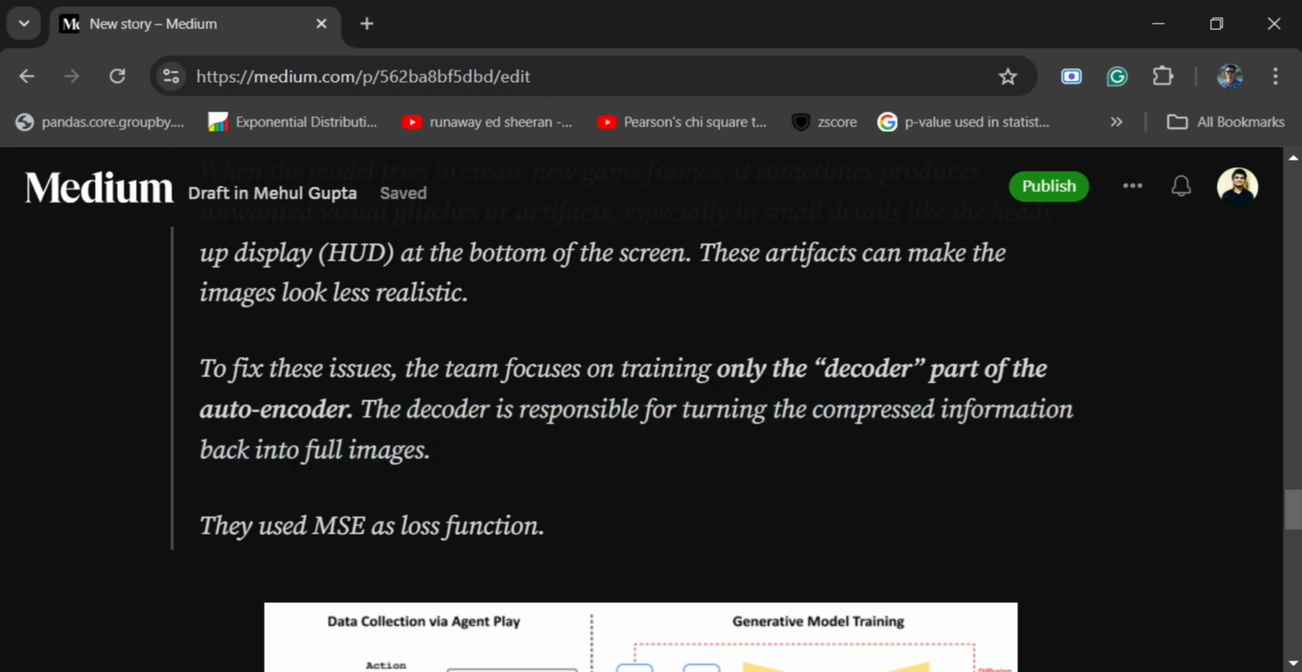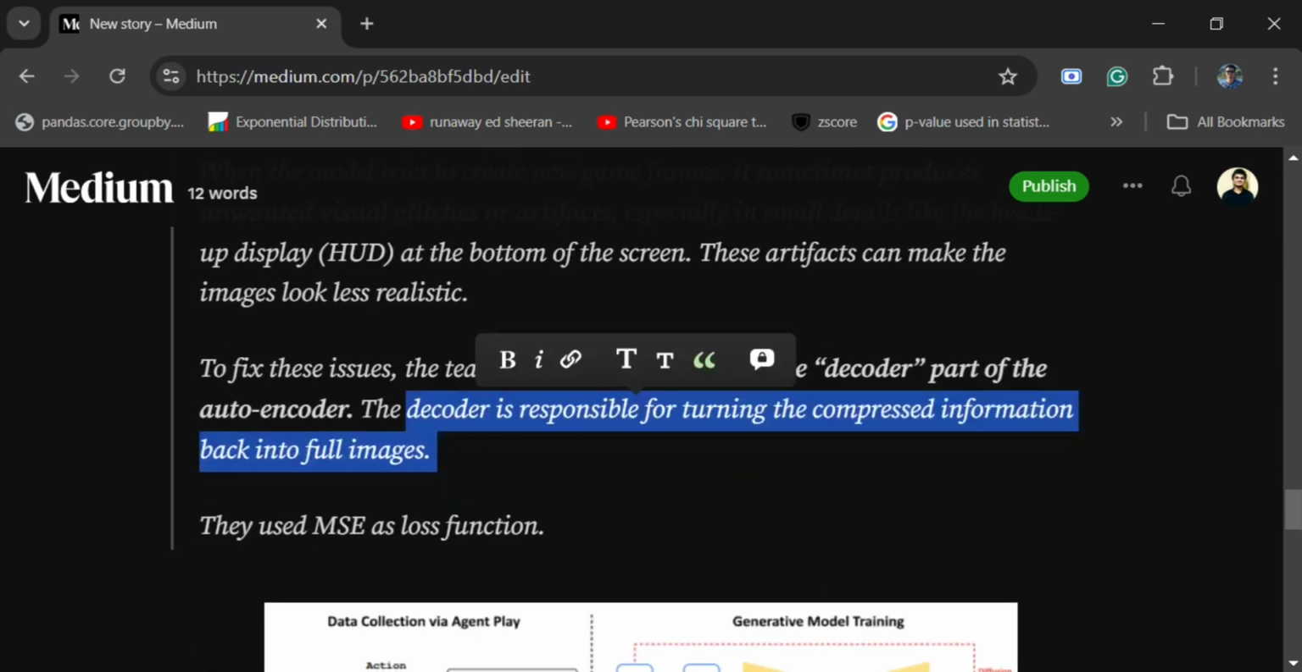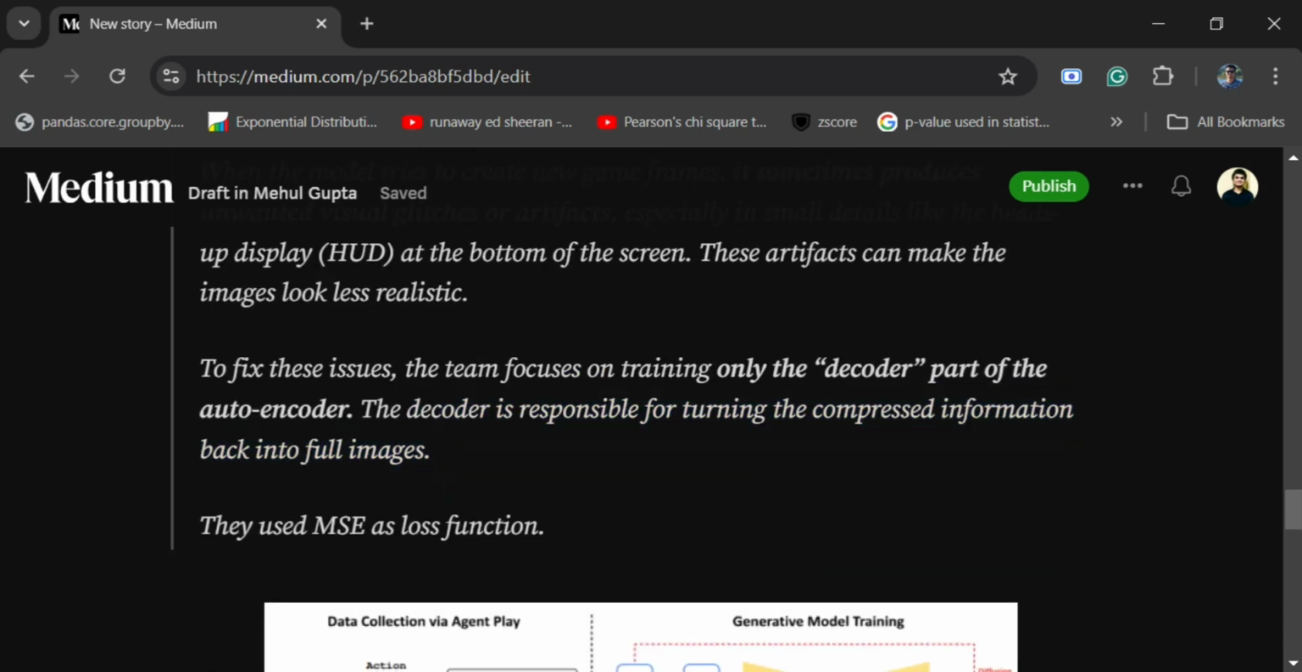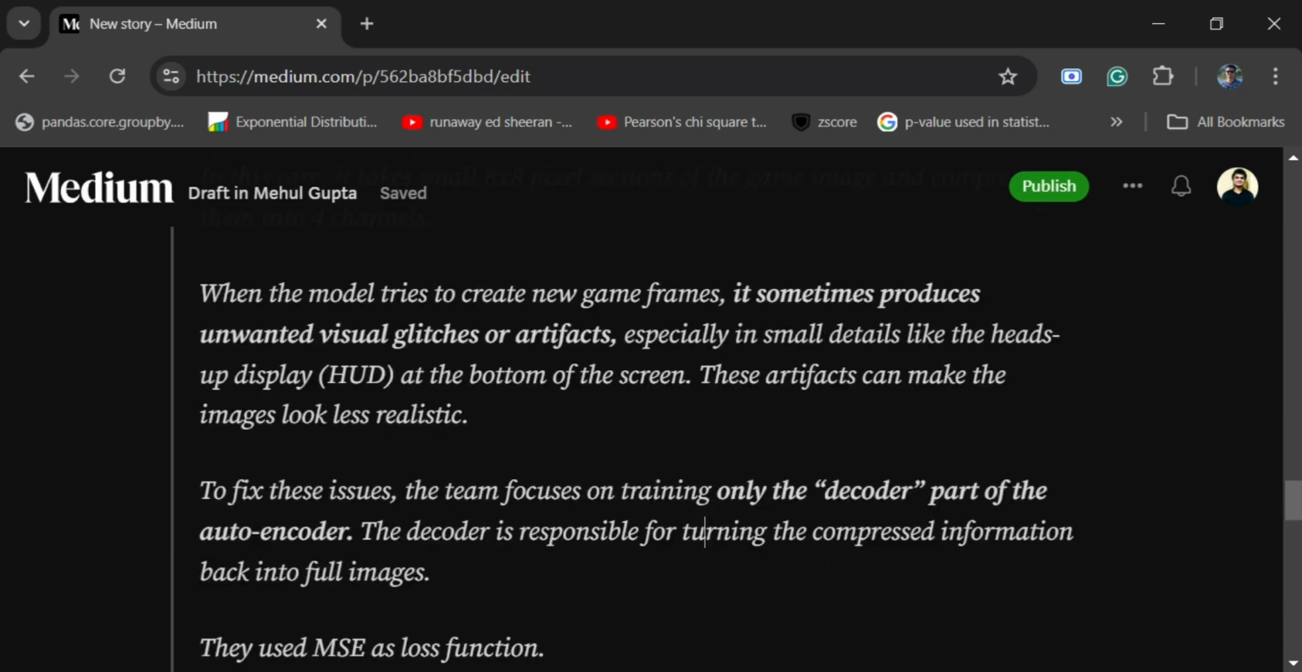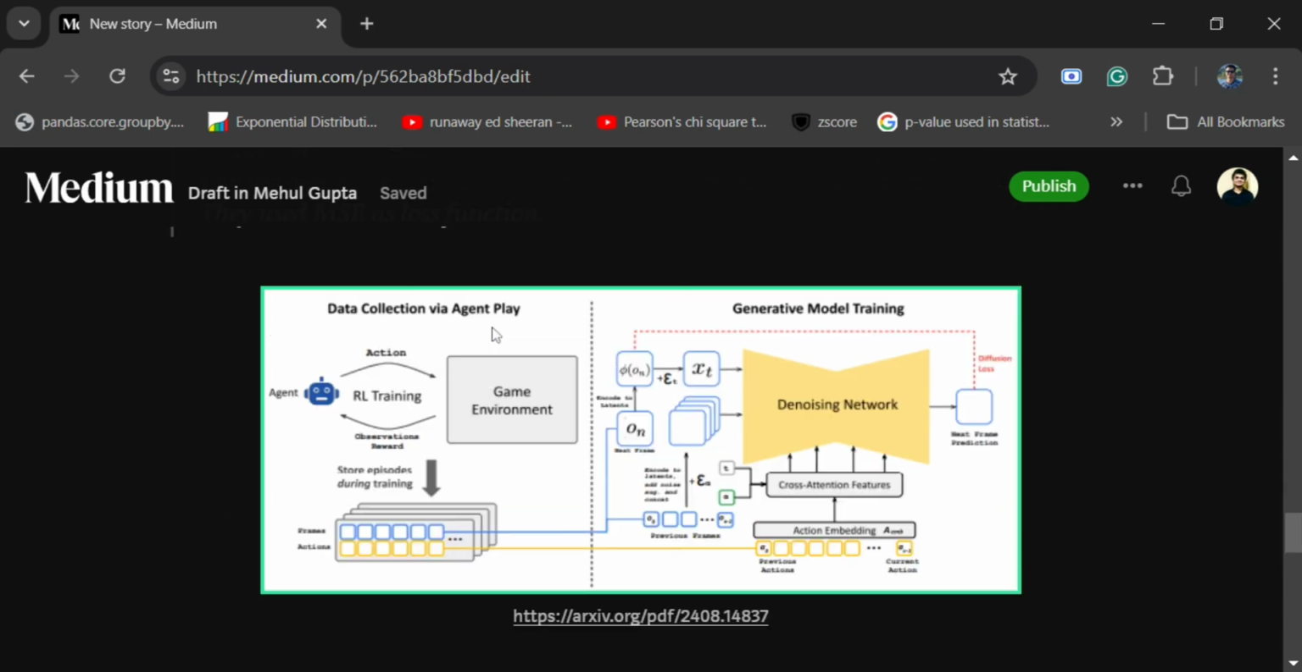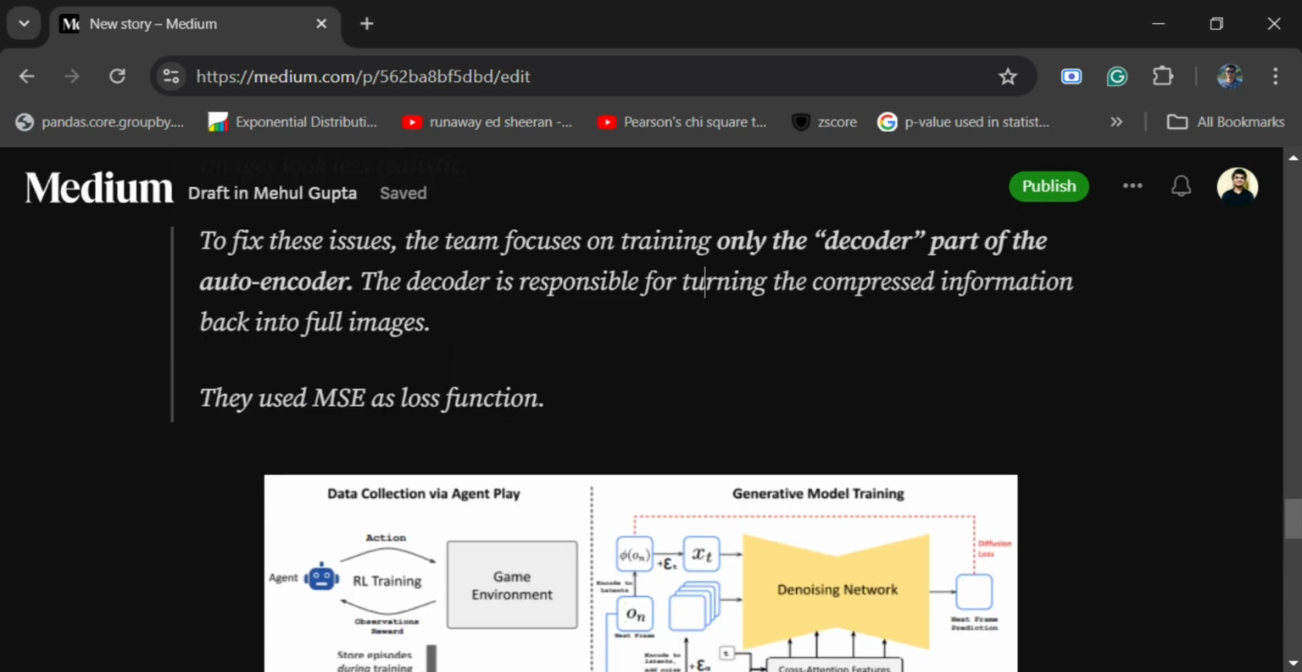So if you know how an autoencoder works, the encoder will compress the image and the decoder will expand it into the full image again. They worked on the decoder part of the autoencoder so that the final results are good for the small artifacts also. And the loss uses MSE. I think you must know it.